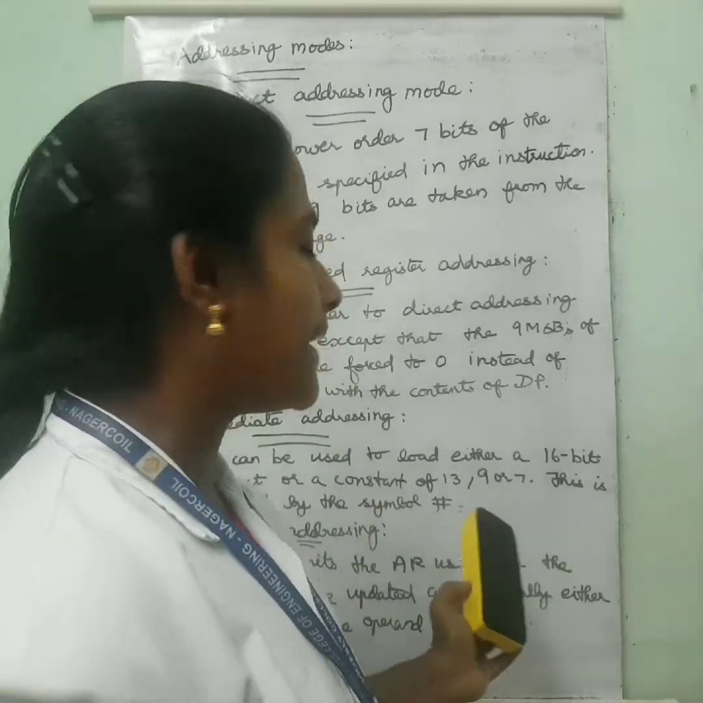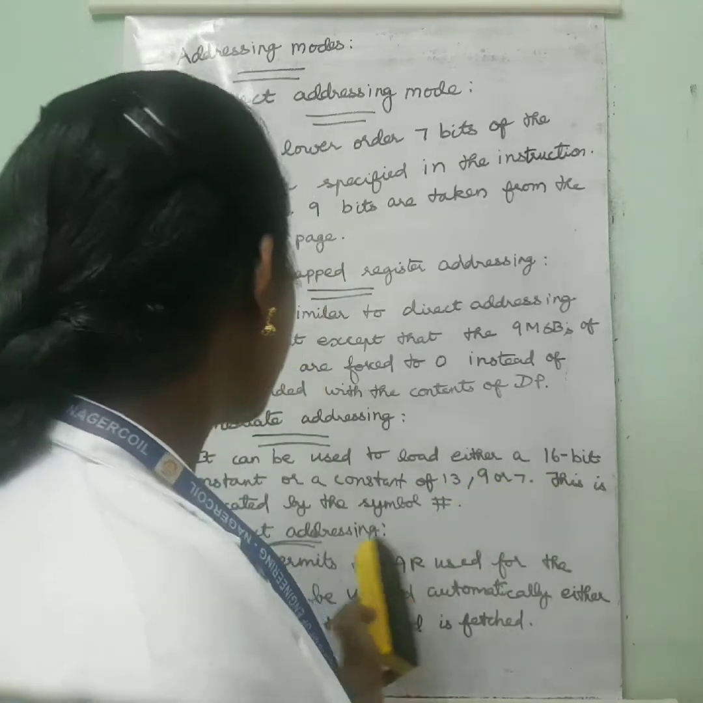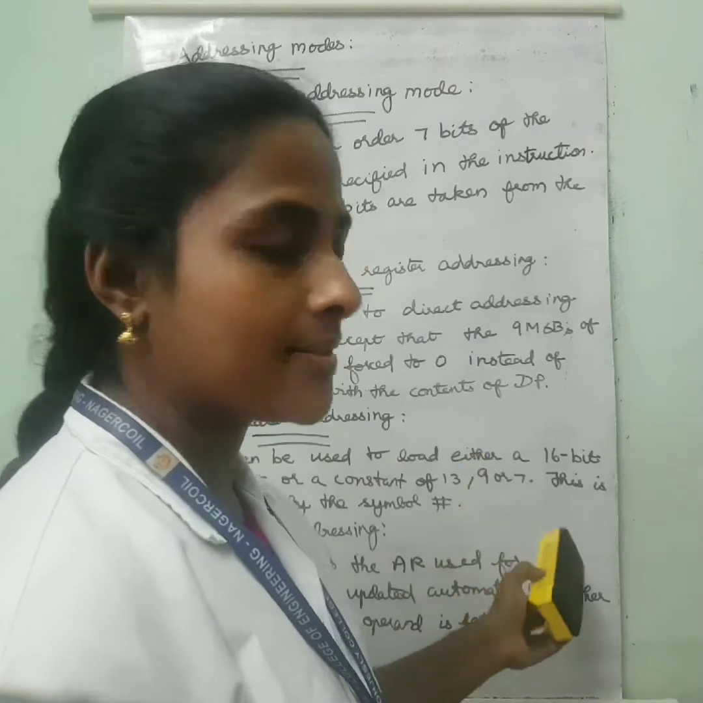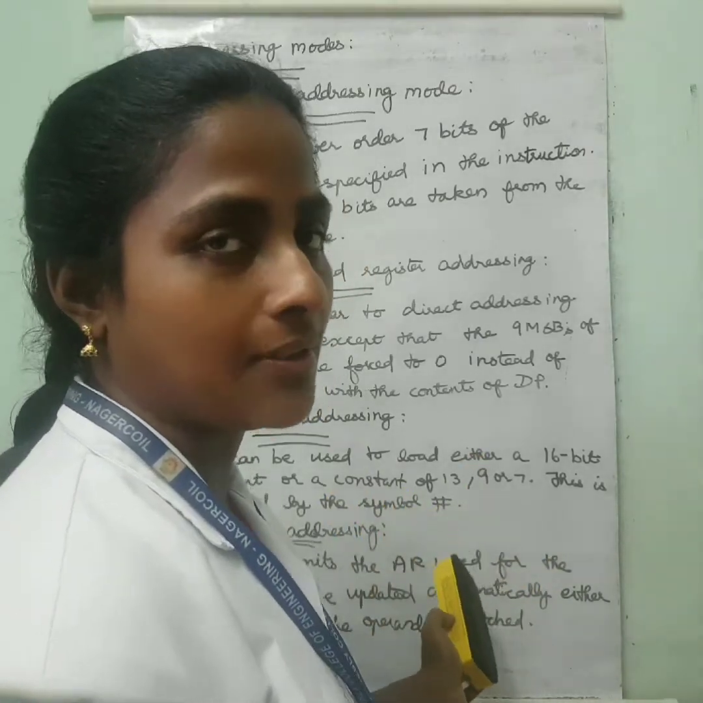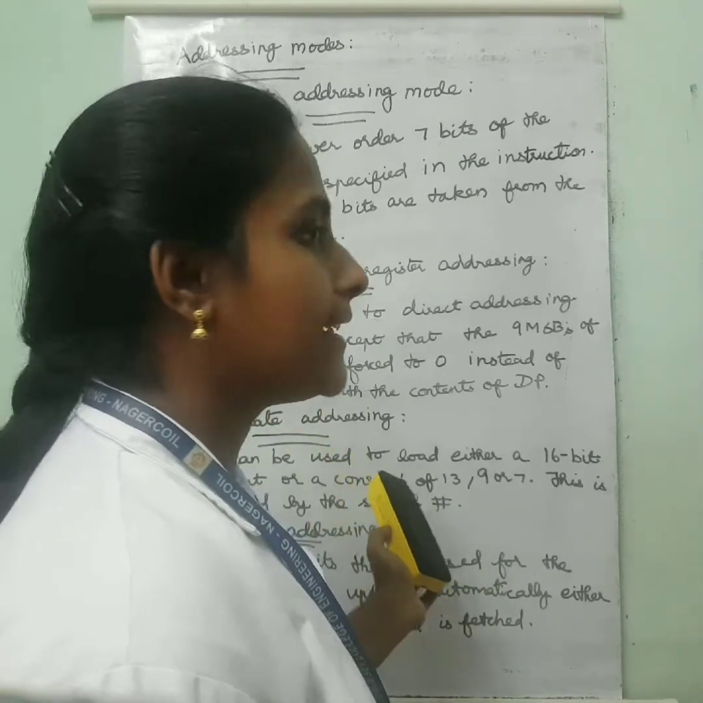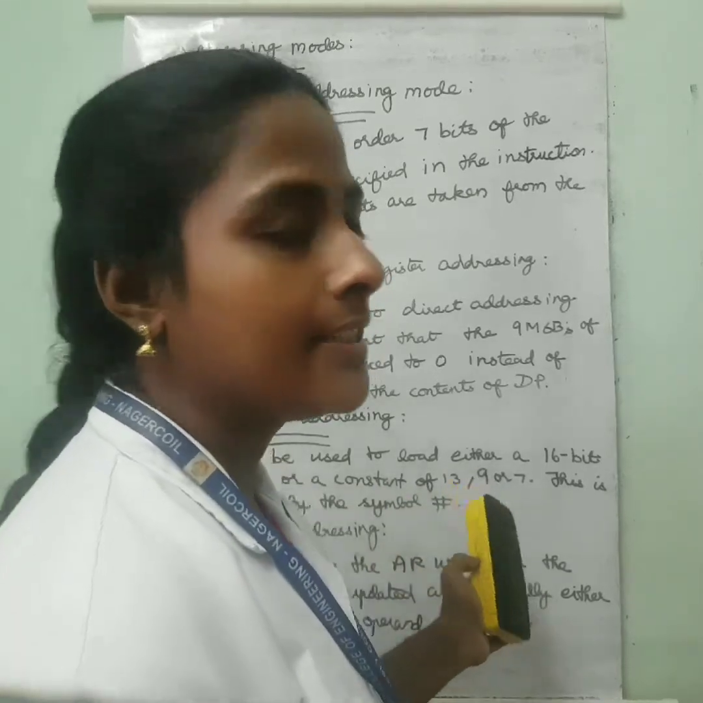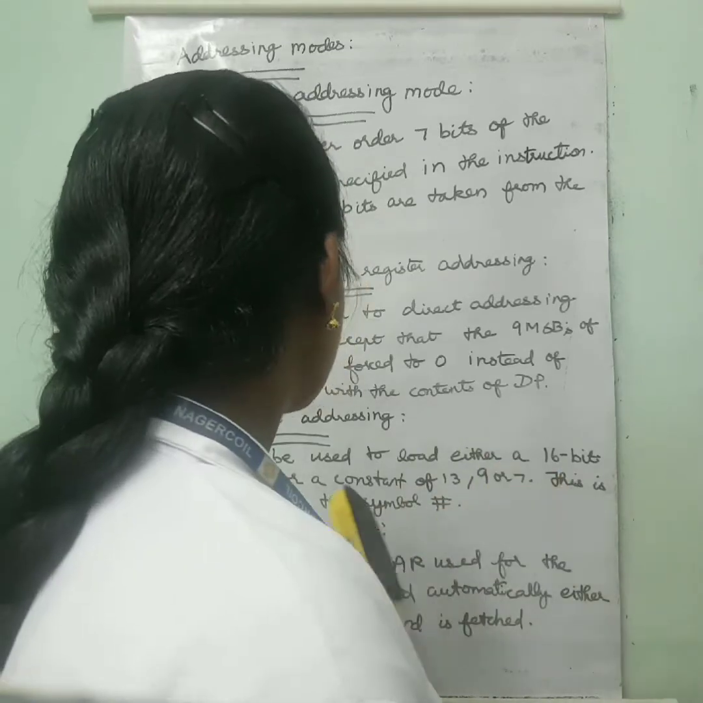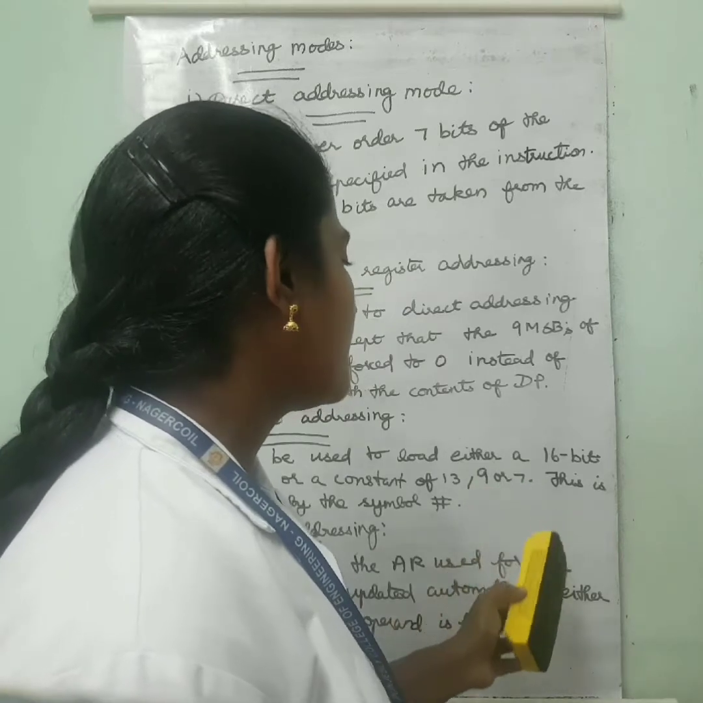Next we can see immediate addressing mode. Immediate addressing mode can be used to load either a 16-bit constant or a constant of 13, 9 or 7 bits. This is indicated by the symbol hash. If hash is there, it is called immediate addressing mode, and it can load either a 16-bit constant or a constant of 13, 9 or 7 bits.